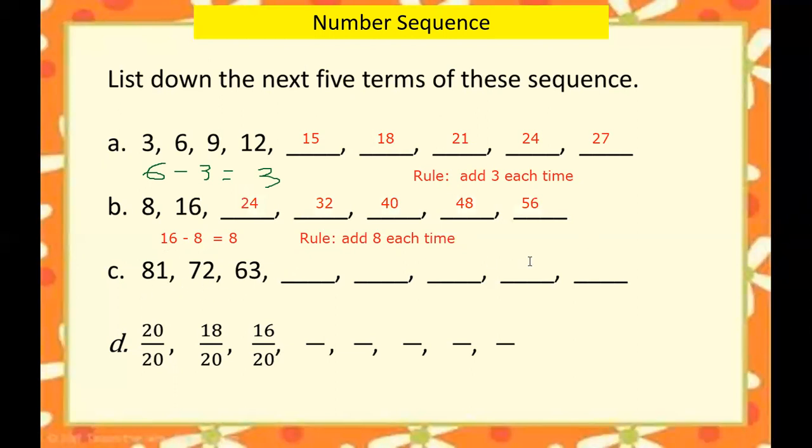Now, would you mind to check this one by yourself? Then we will answer. If you notice, this is going in decreasing order: 81, 72, 63. What do you think is the rule? Is it subtraction or addition? It will be subtraction because the sequence is decreasing. When we subtract, always the greater number minus the smaller number. So this will be 9. Since it is decreasing, the rule will be subtract 9 each time.